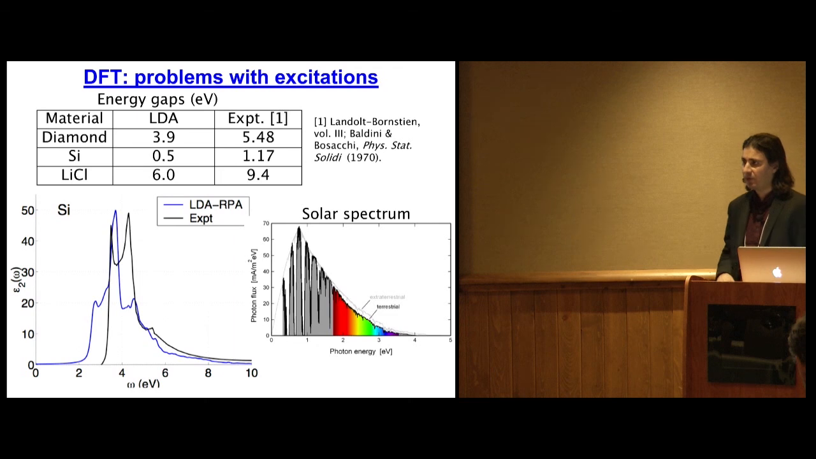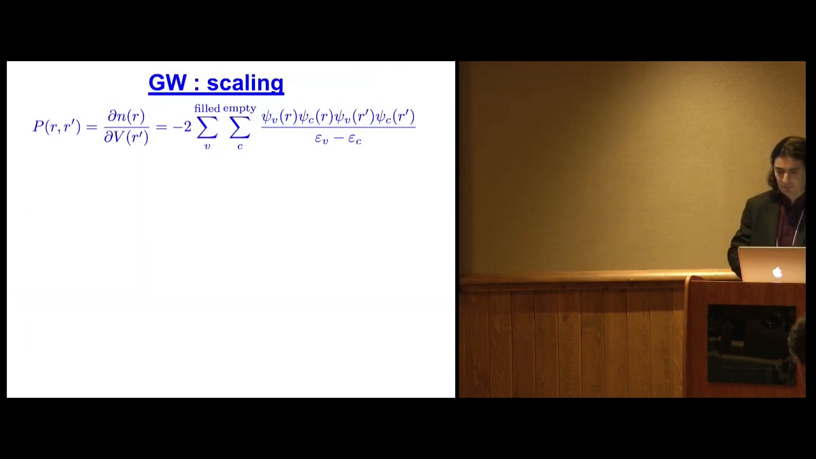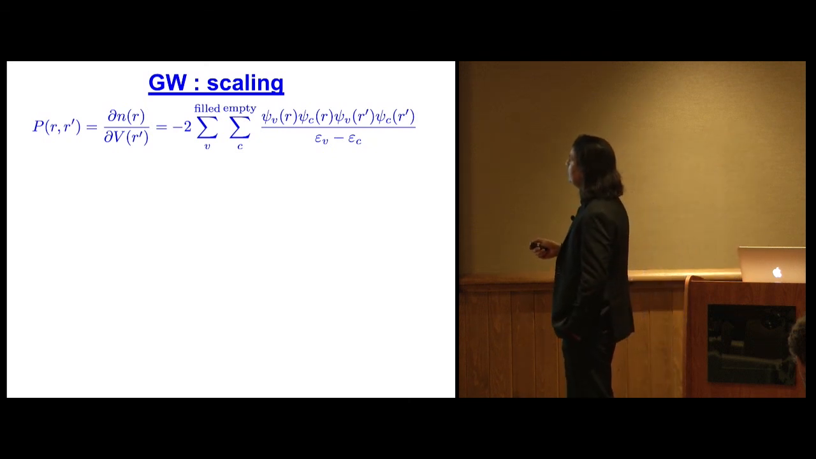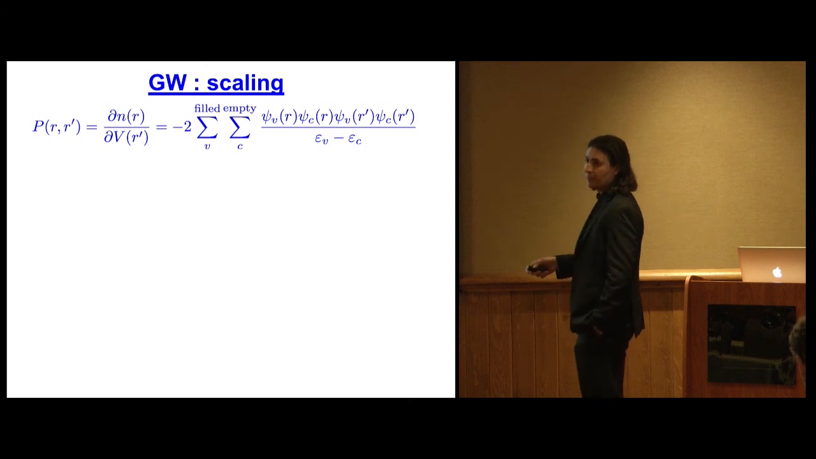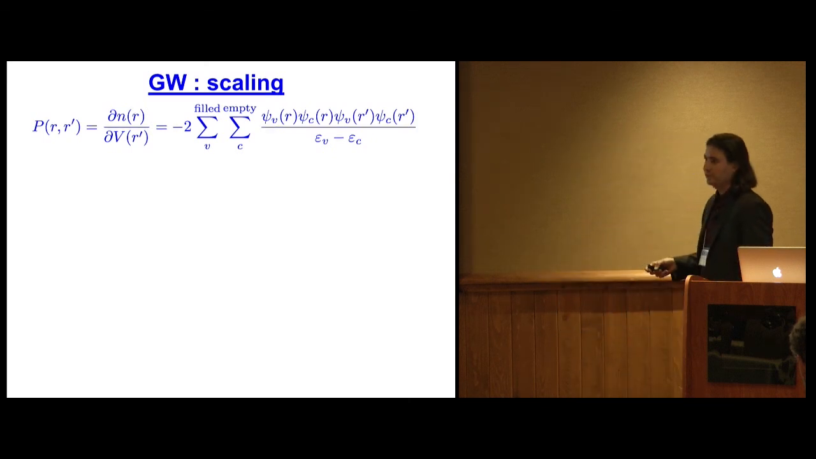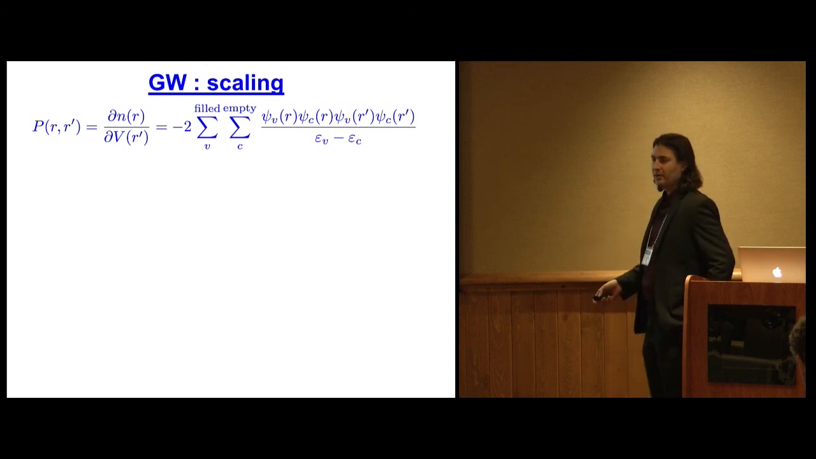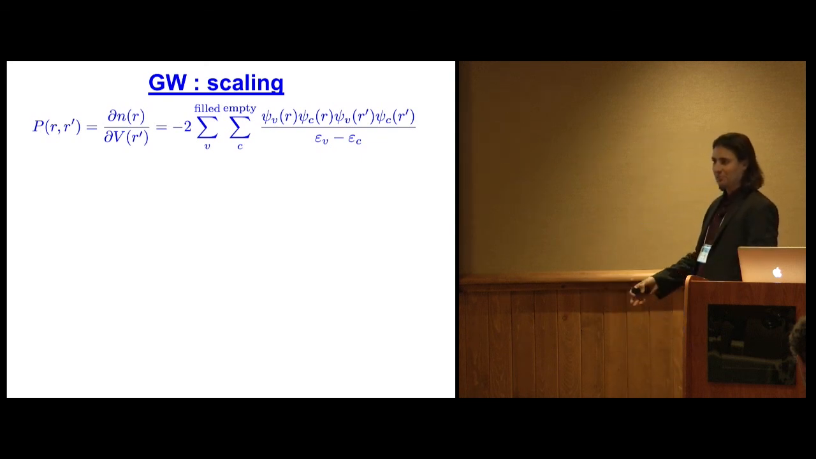So I won't show you a lot of equations, but I'll show you one equation. In the GW method, one of the important things you have to calculate is the response of electrons. So how much does the density of electrons change at some place R when you change the potential of the electron field somewhere else? That's called the polarizability. So if your electrons are floppy, this is a big number. If electrons are not floppy, it's a small number.